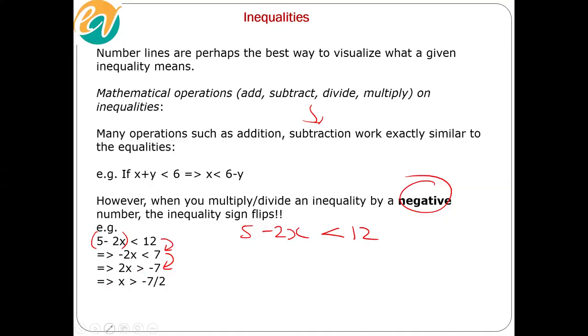Okay. And finally, what did I do from here to here? I divided both sides of the inequality by +2. Since I'm dividing the inequality by a positive number, again, I don't need to worry about anything. The inequality sign remains the same. So for this inequality, the solution is x is greater than -7/2.